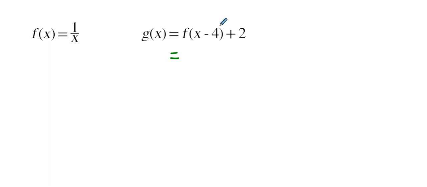So instead of f at x minus 4, I can write 1 over, and then this x minus 4 goes right in wherever the x is in our function. And then we have the plus 2 that's added on the end. So this is our transformed function. It is a translation of this function. There's been no dilation, no stretching or compressing, and there's been no reflection of this function.